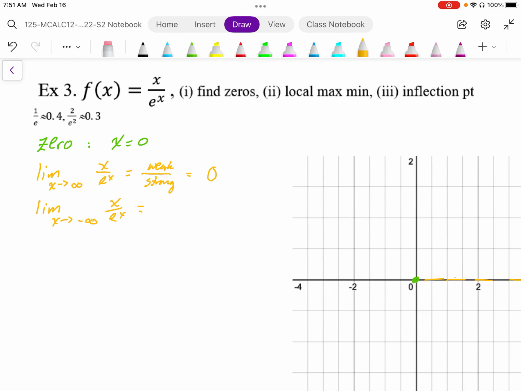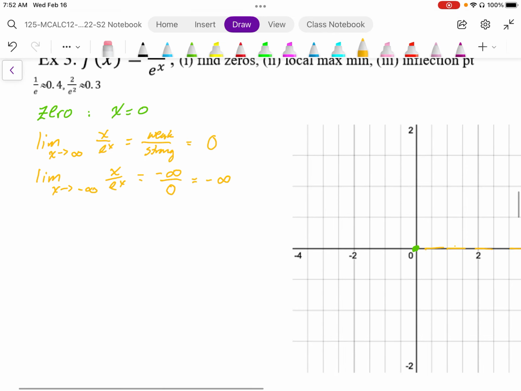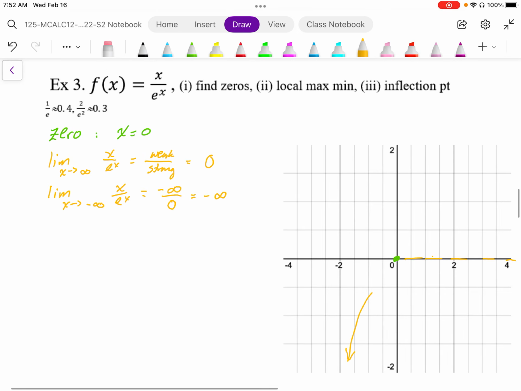Looking at what's happening as we go to the left, we have something slightly different because we end up with negative infinity on top, but e to the negative infinity is 0. So we're tending towards 0, and it's always positive, so we're going to end up with negative divided by positive, or negative infinity. So what's going to happen on the left here then? It's going to dive down. Okay, so we've established no vertical asymptotes, zeros, horizontal asymptotes, and end behavior.